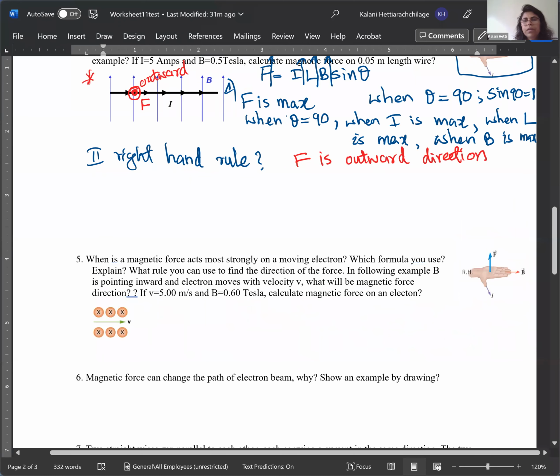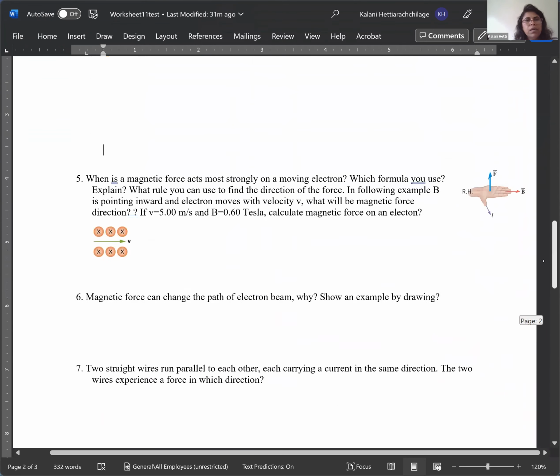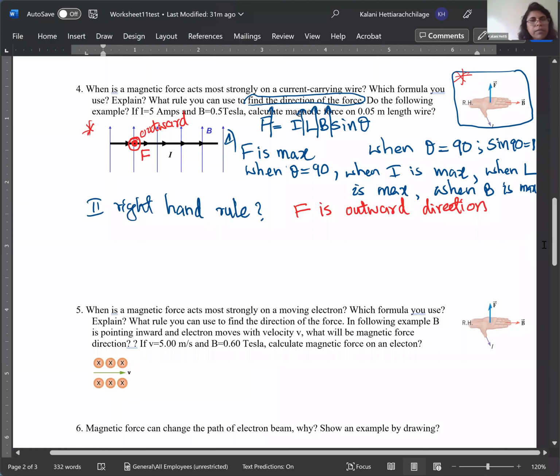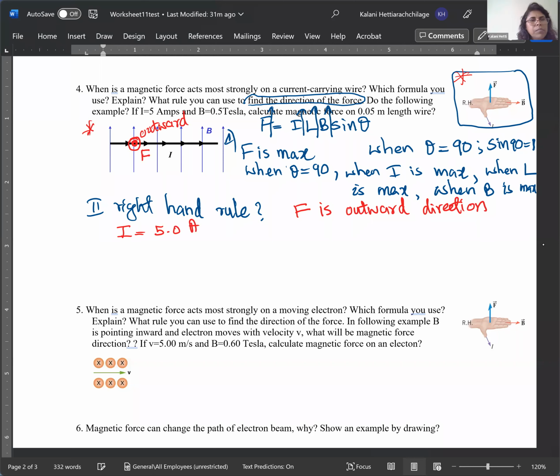Everything is given in the question. Let's write down those numbers first. I is 5 amps, B is 0.5 Tesla, and length is 0.05 meters. We don't need the mu naught value. We can just plug into the formula. What is the theta angle here? They are perpendicular to each other. That means it is 90 degrees.